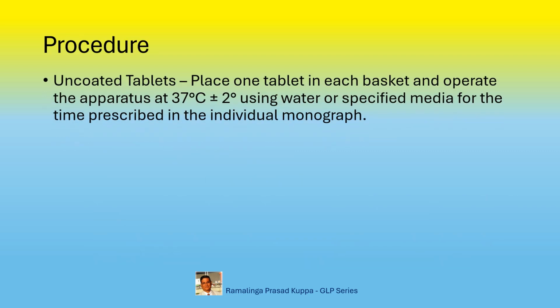Let us see the procedure. For uncoated tablets, place one tablet in each basket and operate the apparatus at 37 degrees Celsius plus or minus 2 degrees using water or specified media for the time prescribed in the individual monograph. After the operation is carried out, lift the assembly and check for the results.